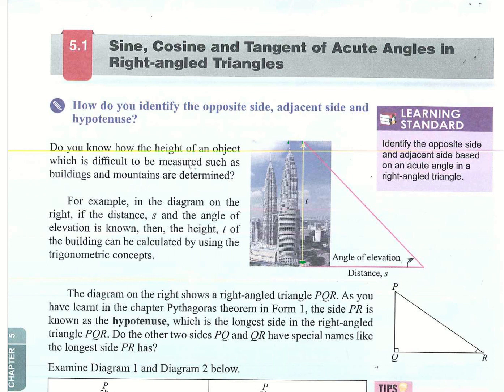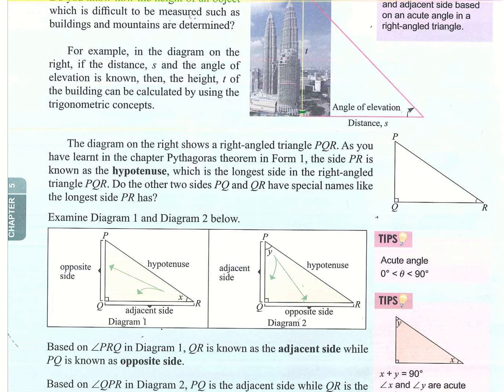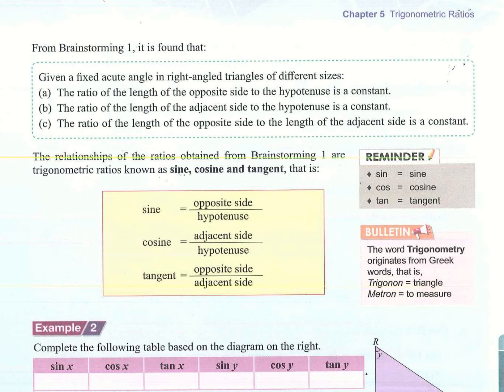Sine, cosine and tangent of acute angles in a right angle triangle. Last class we determined the opposite side, adjacent side and hypotenuse. All of you have identified the opposite, adjacent and hypotenuse. Congrats. Now we are going to continue with sine, cosine and tangent.